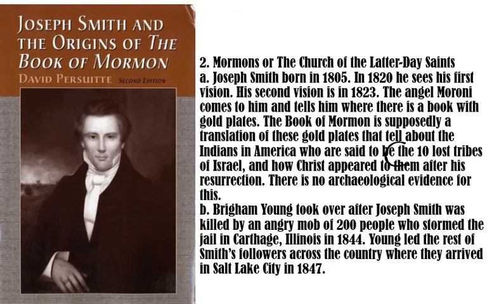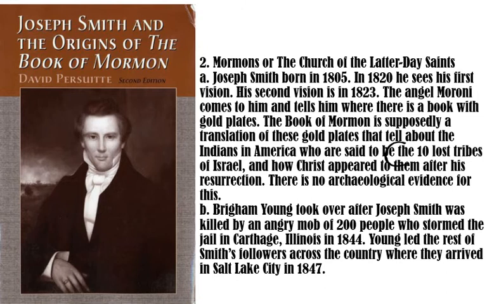Another cult is the Mormons, or the Church of the Latter-day Saints. Joseph Smith was born in 1805. In 1820, he sees his first vision. His second vision in 1823. The angel Moroni comes to him and tells him where there is a book with gold plates. The Book of Mormon is supposedly a translation of these gold plates that tell about the Indians in America who are said to be the 10 lost tribes of Israel and how Christ appeared to them after his resurrection. There's no archaeological evidence at all for this.